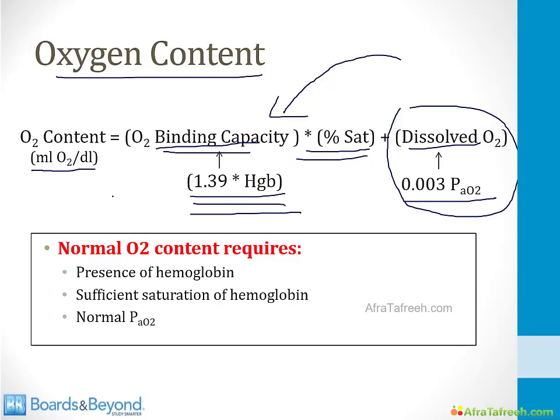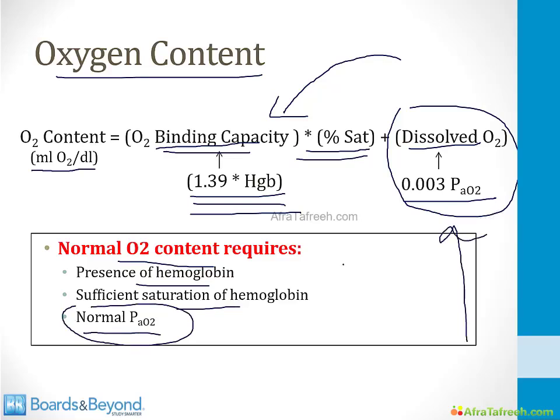So the bottom line here of this equation, what you need to understand to answer step one questions, is that normal oxygen content requires the presence of adequate hemoglobin, a sufficient saturation of hemoglobin, and then finally a normal PaO2, because remember, the PaO2 not only determines this portion of the equation, it also determines how much saturation you will have of hemoglobin.